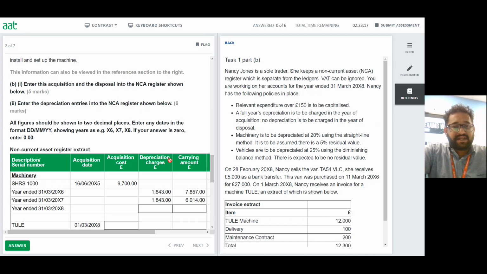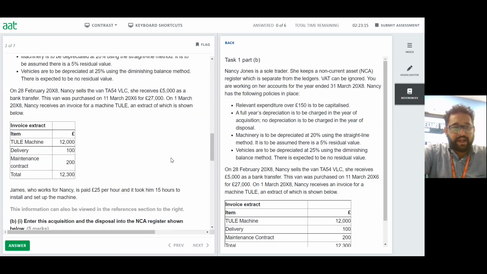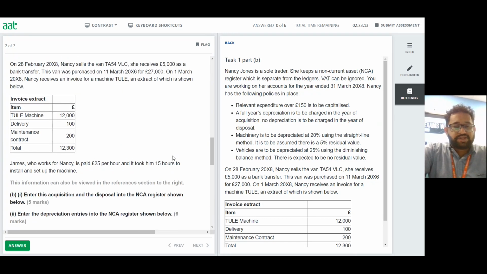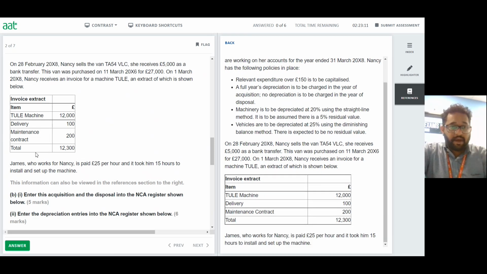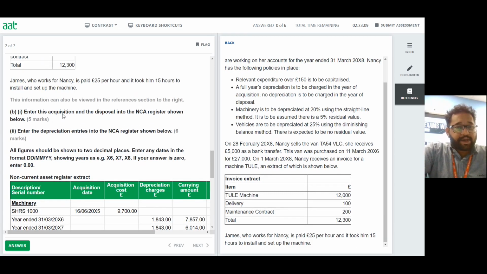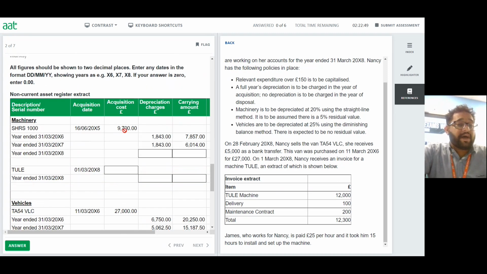Okay, so let's look at the question quickly. The question is asking you to enter the acquisition and the disposal into the NCA shown below, and to enter the depreciation entries into the NCA register below. All the figures should be to 2 decimal places. So make sure you do every entry to 2 decimal places because it is important, even if it's a full amount like the 9,700 pounds we see here. They're using 2 decimals there.